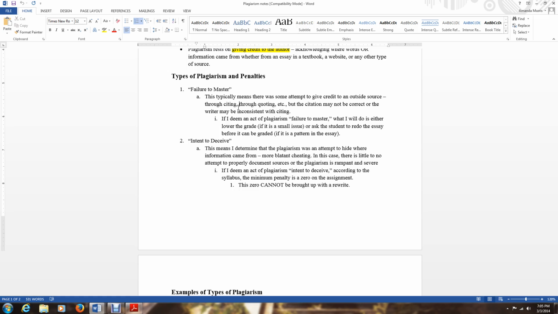How you interpret this failure to master is that you are trying to do it, but you haven't mastered it completely. Again, this is not something to take lightly. Depending on how severe it is, if it's just once or twice in an essay, then I may just lower the grade. If it's a pattern throughout the essay, but I still feel like this is not a student trying to cheat, but simply a lack of understanding of how to do it correctly, I have asked students many times to redo the essay.